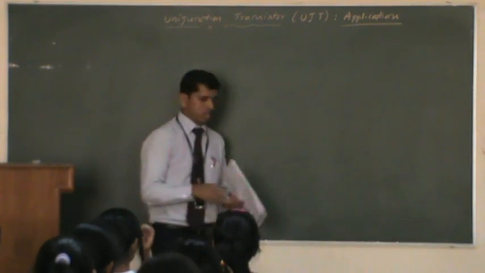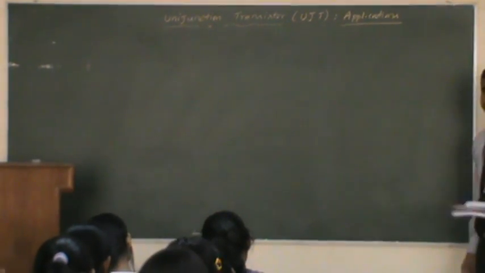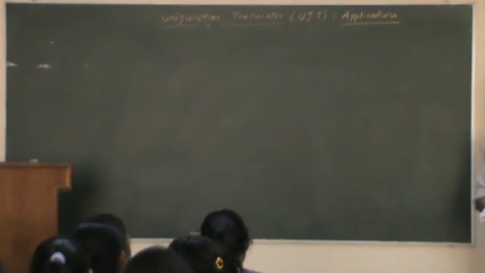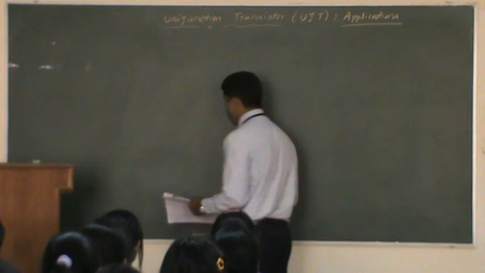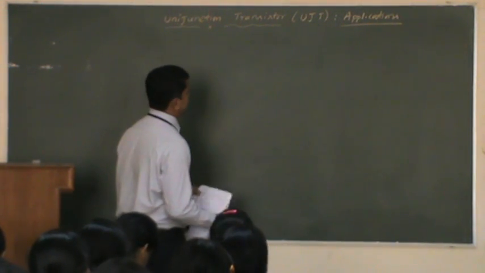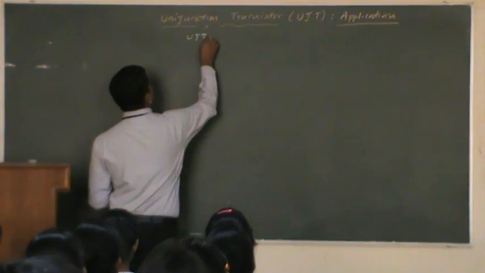Already I mentioned the major application of this is an oscillator. Plenty of applications are there. Especially you can use this device for controlling the current also, especially in power electronic applications. But now we'll discuss one application where I'm going to use UJT as a relaxation oscillator. The application is UJT as a relaxation oscillator.